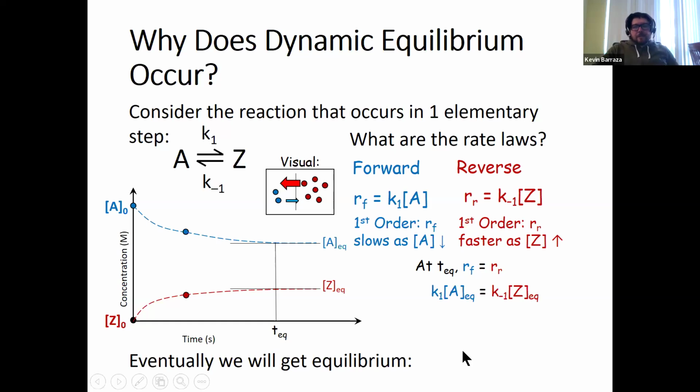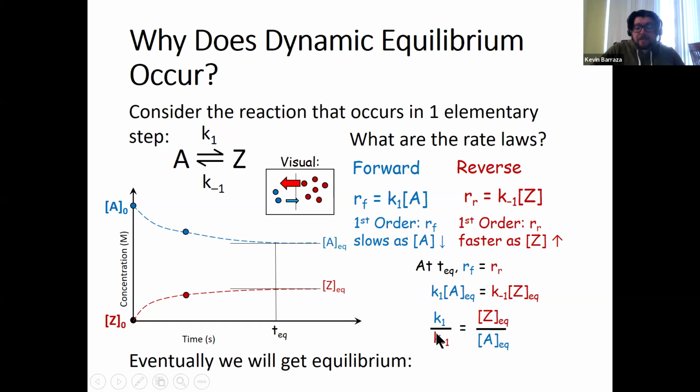So notice I've just substituted the right-hand side of each rate law. What we find is that if I do a little bit of manipulation, I'm going to move my Ks to one side and my concentrations to the other side. We will get a ratio of product Z to reactant A that is equal to the ratio of the rate constants for those processes.